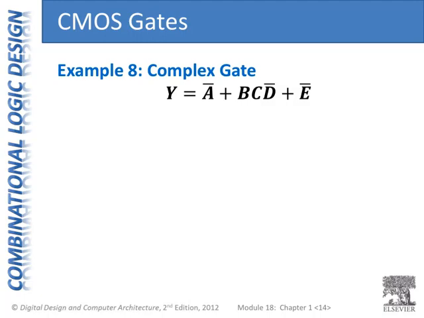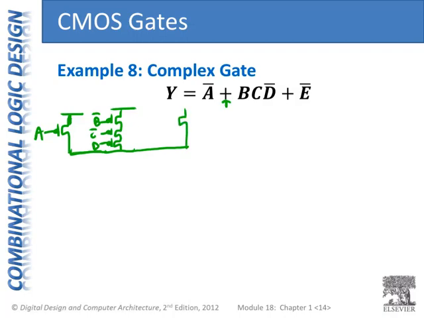So here we try implementing it directly. We have Y equals A bar. So we get A bar. I'm doing a PMOS network. Or, well, that's a parallel relationship. Or B and C and D bar. That's a series relationship. Or, here's our parallel relationship. Or E bar.